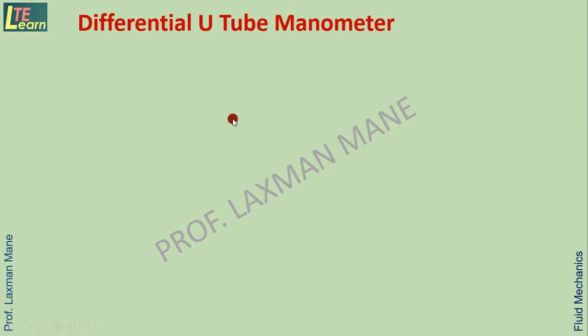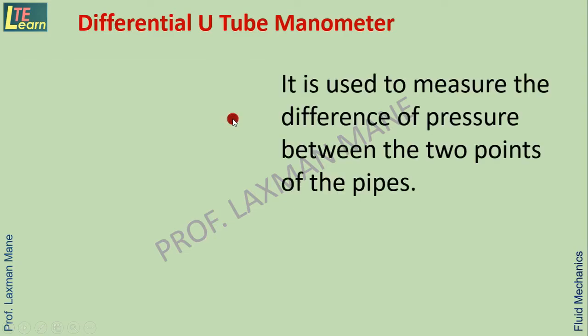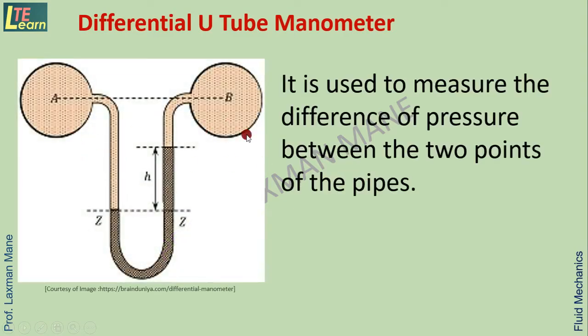Differential U-tube manometer, which is used to measure the difference of pressure between the 2 points of the pipes. For example, here this is a location A and location B in a pipe. So these two ends of this U-tube are connected at the pipe A location and pipe B location. In this case, the manometric fluid which is used here is different than the system fluid, and again it is heavier or denser than the system fluid. Most of the time this fluid is mercury.